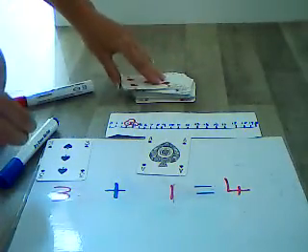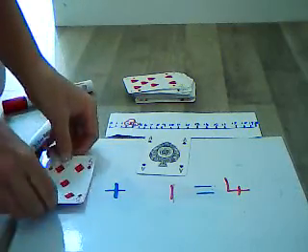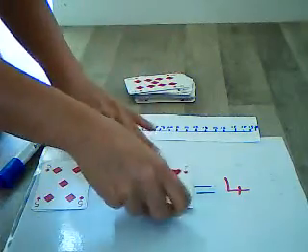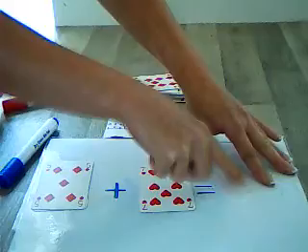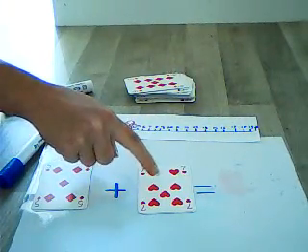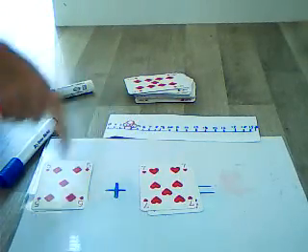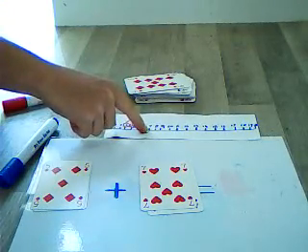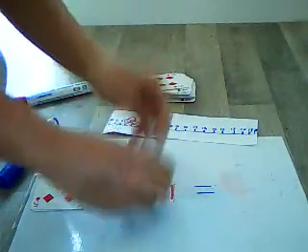Let's have another go. I've got the number 5 and the number 7. Now when I look at the number 5 and the number 7, I can see that there are more pictures on the 7 card. I also can see that 5 is closer to 0 and 7 comes after it on the number line. It's closer to 20. So I know that 7 is my larger number.